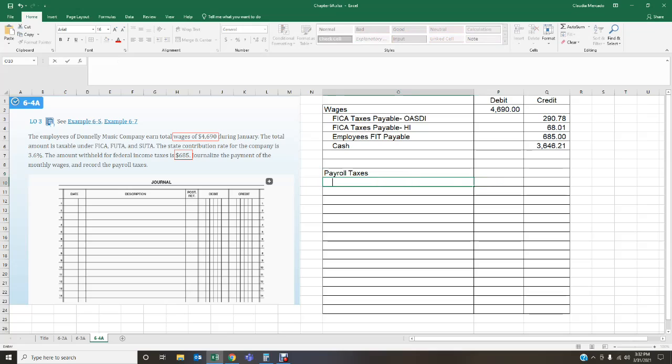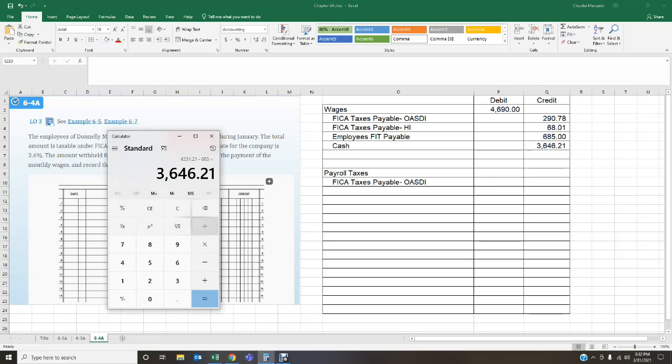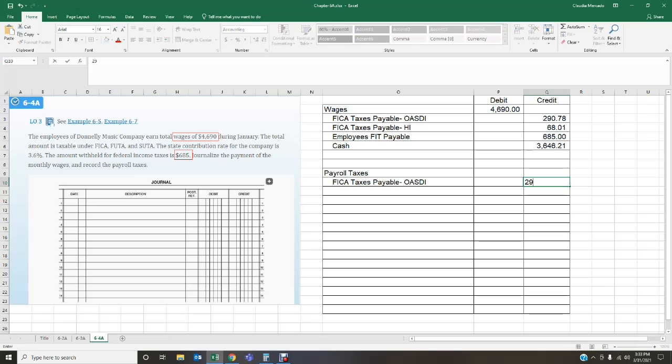Now, the employer has to pay FICA taxes payable, OASDI, okay? And the amount is 6.2%. And we've already calculated it on the top, but I'm just going to do it again. That way you have it here as to what I'm doing. So I'm going to get the amount of my wages, $46.90 times 6.2%. That'll give me $290.78, okay? So the employer has to pay $290.78 for OASDI.